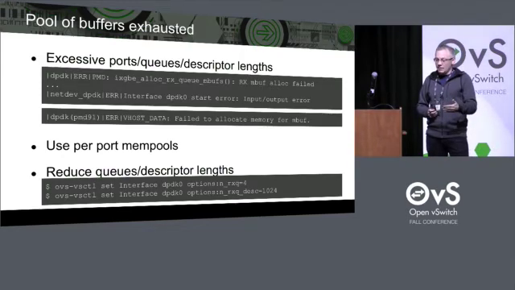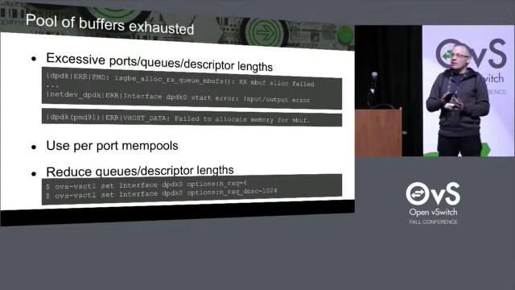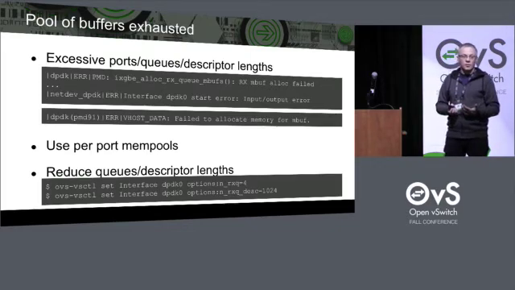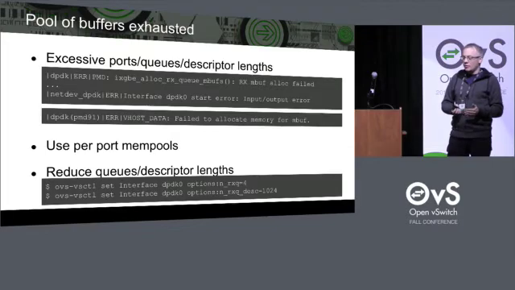And I think I had to hack the code to make this happen, but with excessive ports and queues and descriptor lengths, you can maybe exhaust the mempool. So there's a couple of error messages here. One where a 10 gig NIC couldn't allocate some more buffers, and one where vhost couldn't. And of course, if you're in that scenario where you want to run with lots of ports and lots of queues and big descriptor lengths, really you should use the per port mempool model. The other alternative would be to try and reduce some of those RX queues. I mean, you probably don't want to get rid of ports, but you may be able to reduce the number of RX queues or reduce the descriptor lengths on them.